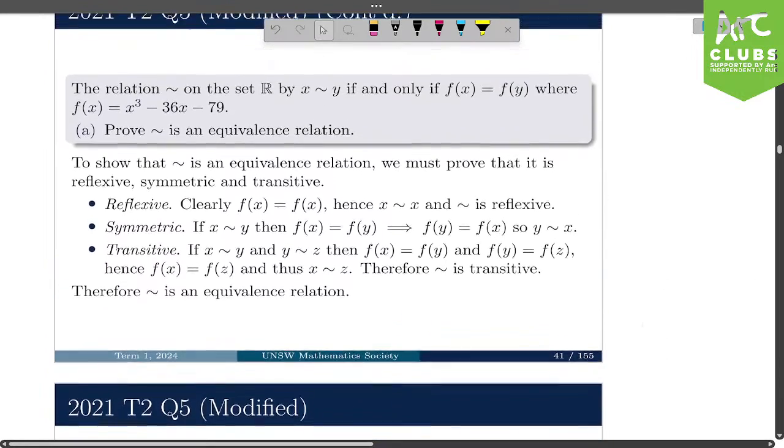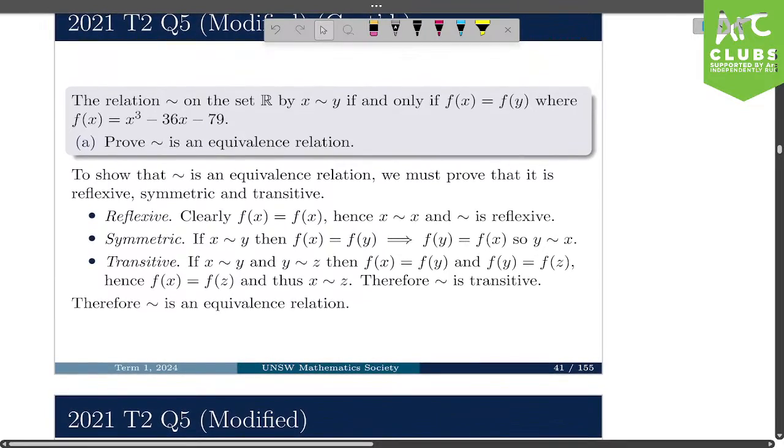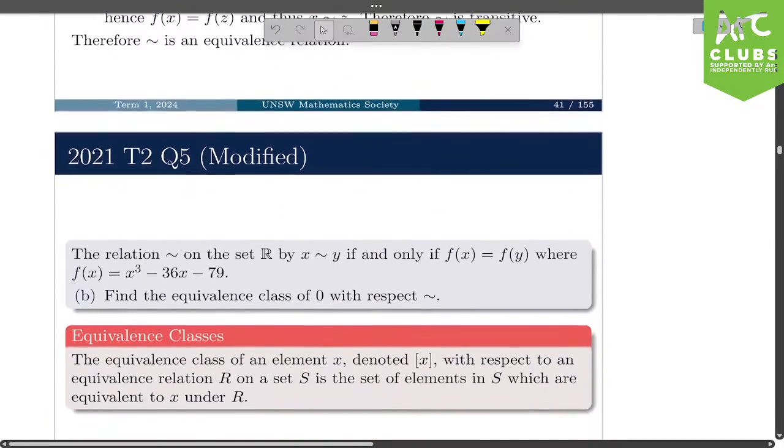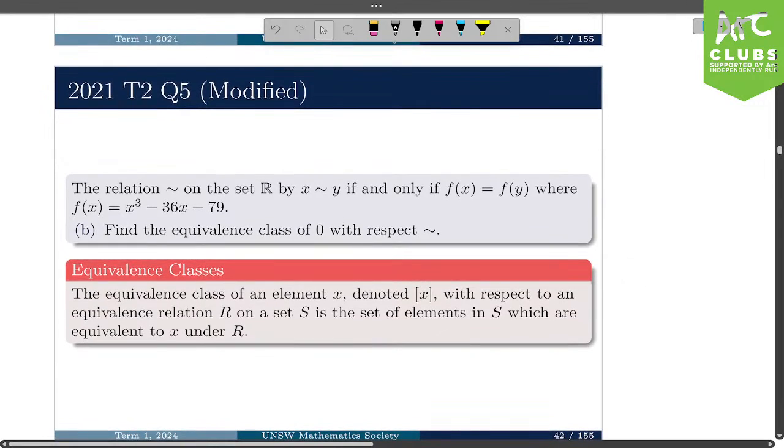So, any questions there? Okay. So now we'll move on to part B.